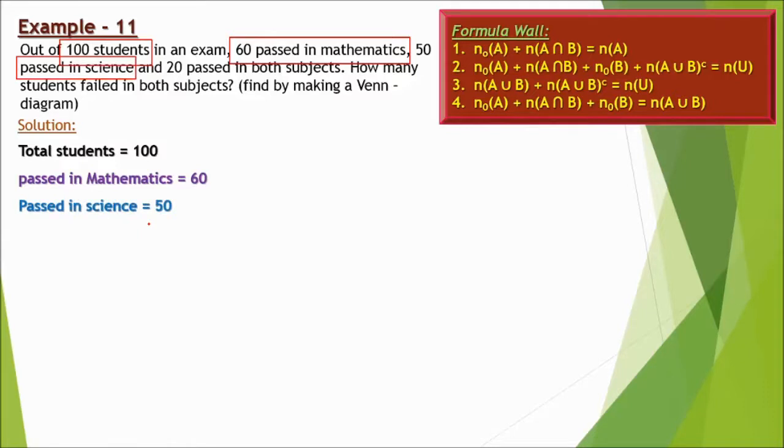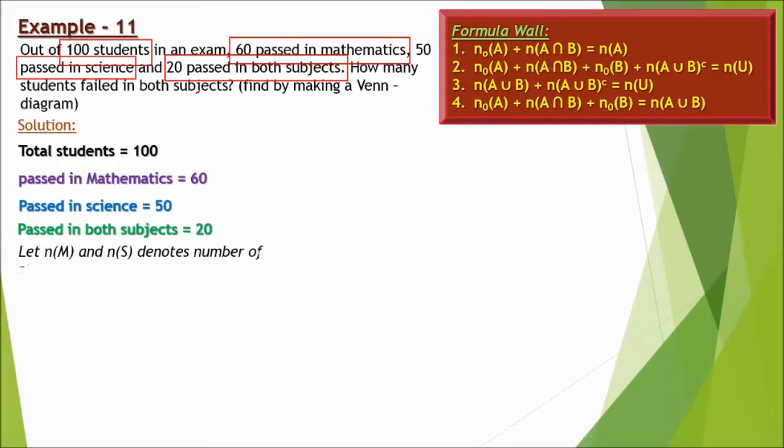So mathematics and science are our events. The main events are mathematics and science. If they passed, it will be intersection. If they fail, it will be complement. It's as simple as that. Here this 20 is the number of students who passed in both subjects, meaning they are associated with these two subjects, mathematics and science. Those who are not related to passing mathematics and science are the complement. They are failed students. So let n(M) and n(S) represent the number of students who passed in mathematics and science respectively.